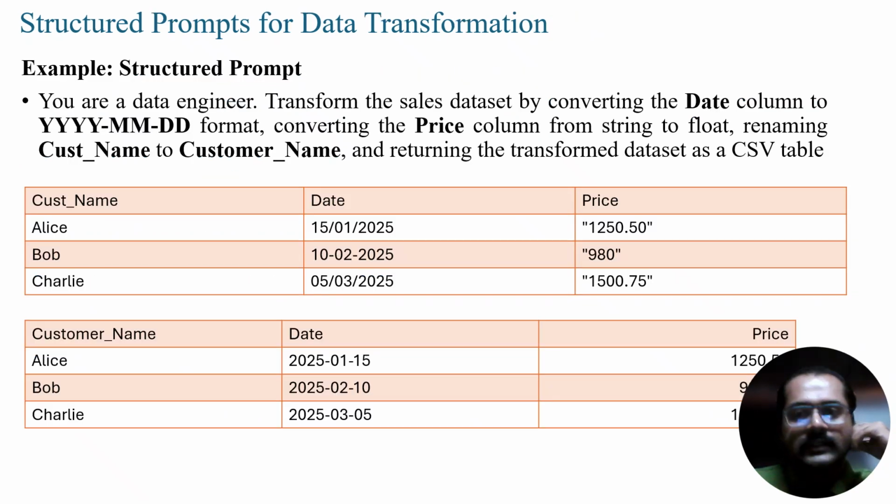Now we'll see an example. This is a structured prompt for data transformation. Earlier we did data cleaning. You are a data engineer. Transform the sales dataset by converting the date column to this format, converting the price column from string to float, and renaming the customer name column. Return the transformed dataset as a CSV table.